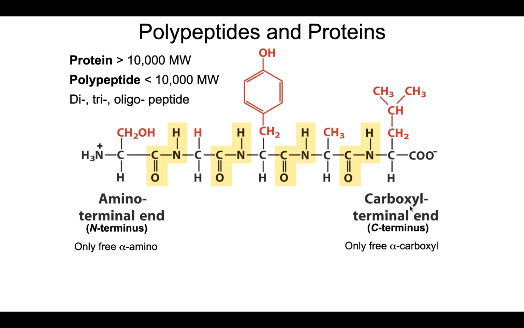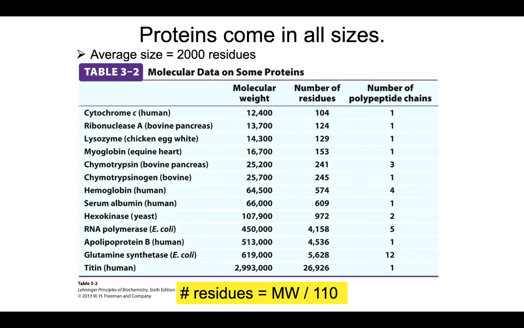We call that then the carboxyl terminal end or the C terminus. Proteins come in all sizes. You don't have to memorize any of this. If we just take a look at the number of residues or the number of amino acids, you can have some relatively small ones, 104 amino acids, and then the human titin protein, 26,926 amino acids, huge. You can have differing number of peptide chains, right? Glutamine synthetase has 12 different polypeptide chains that come together to make up the whole protein.